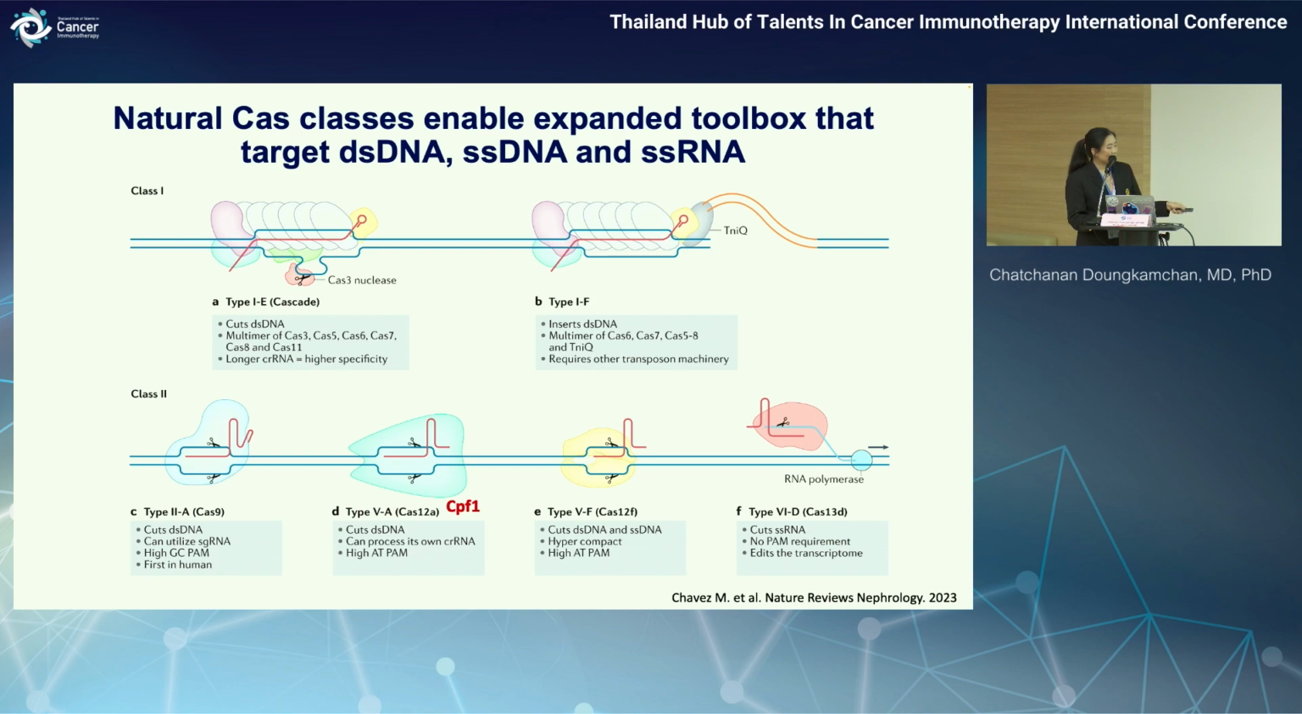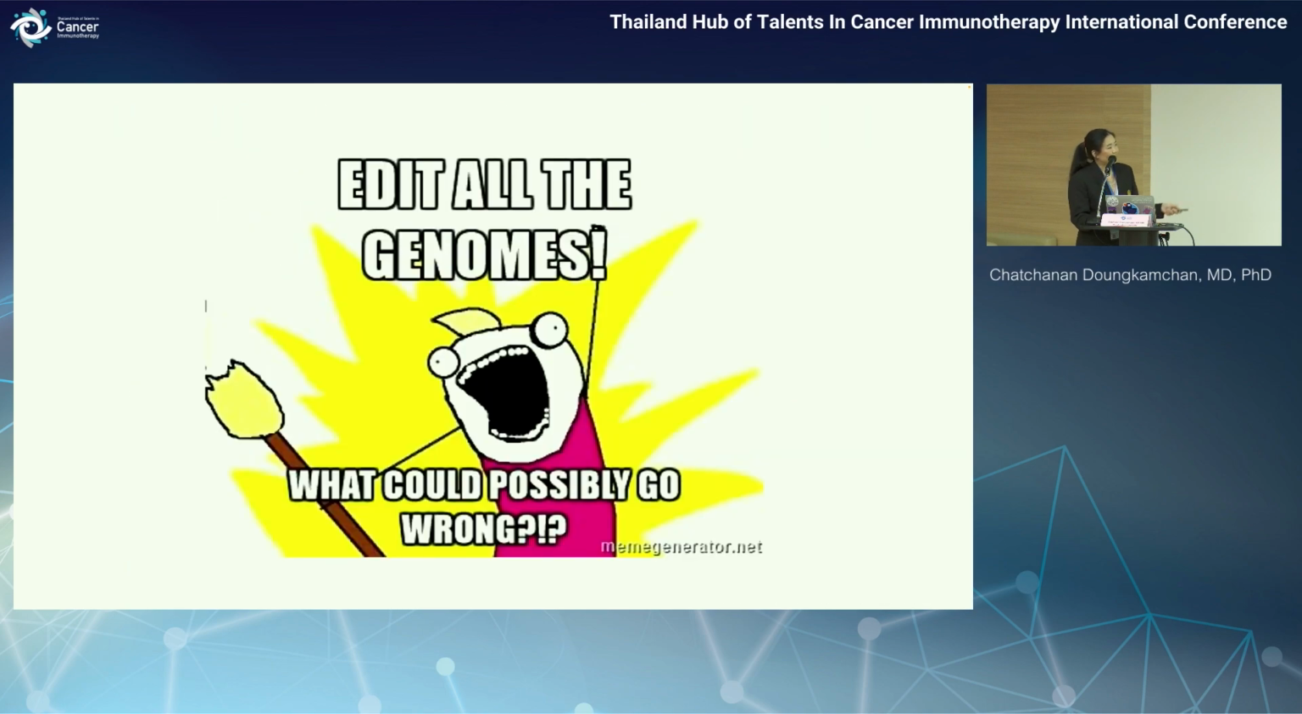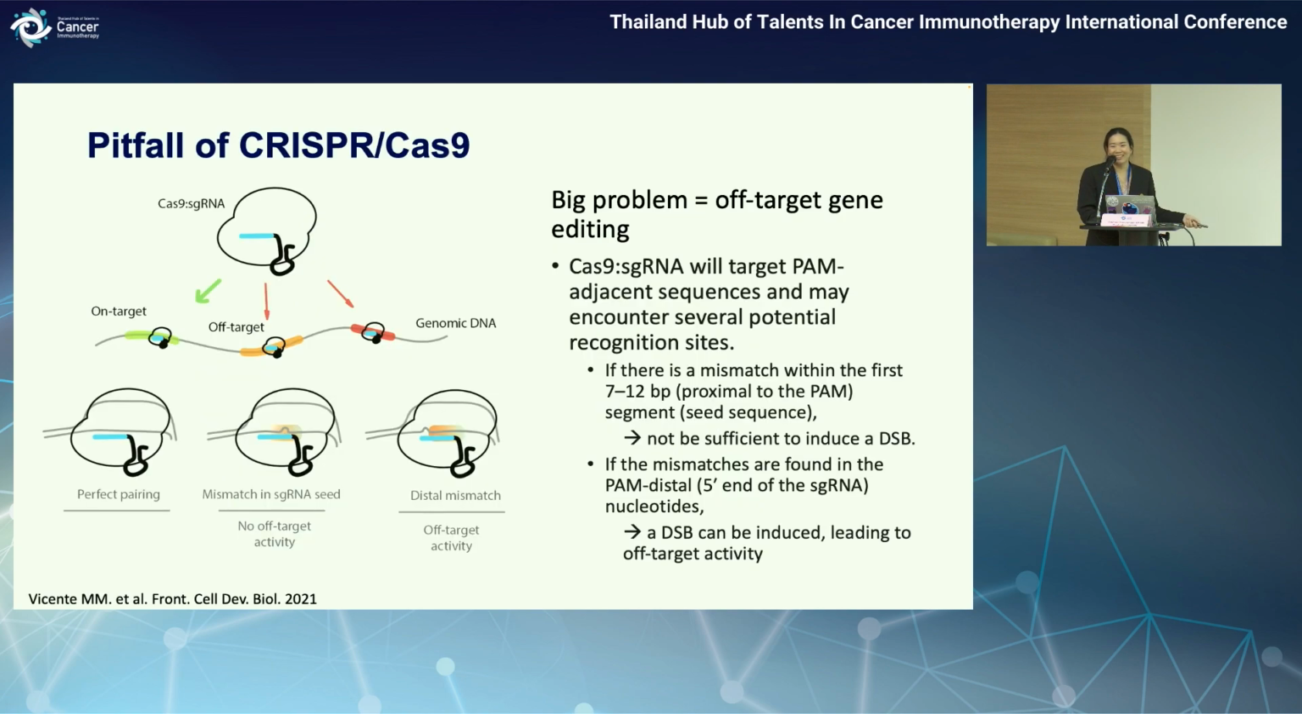a little special over here because it doesn't actually cause a double-stranded DNA break, but it cuts single-stranded RNA the same way as Argonaute protein does. Okay, so now we know all the tools, right? So we're ready to do some gene editing, but what could possibly go wrong?